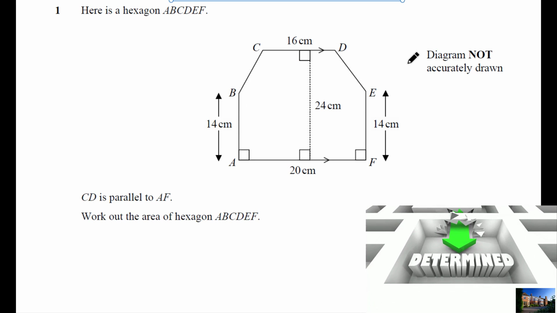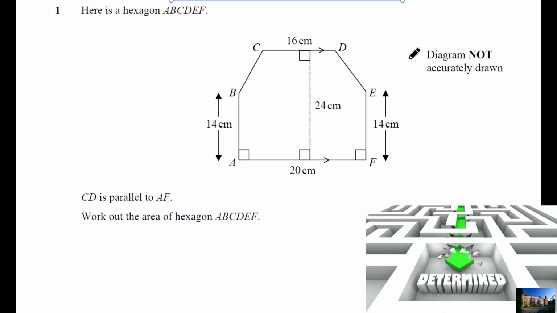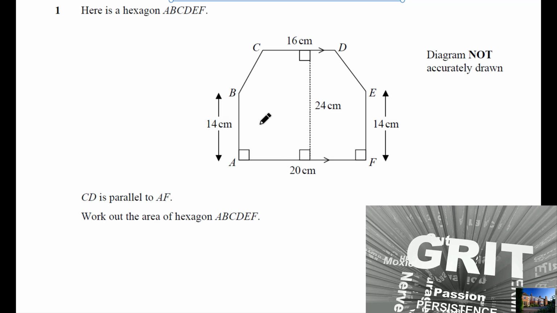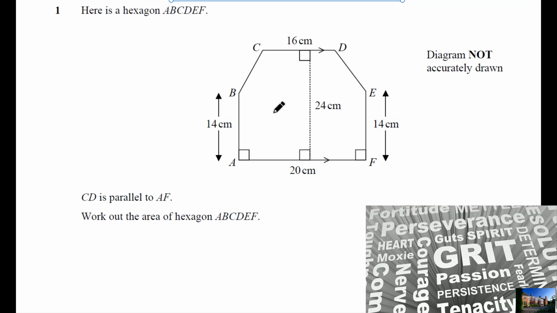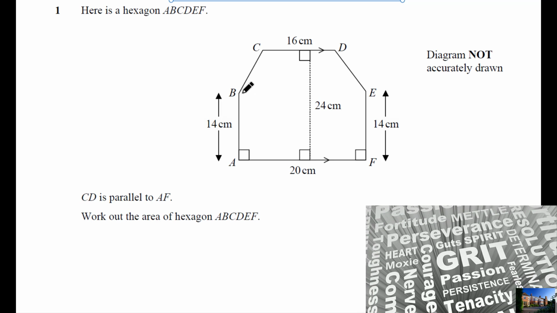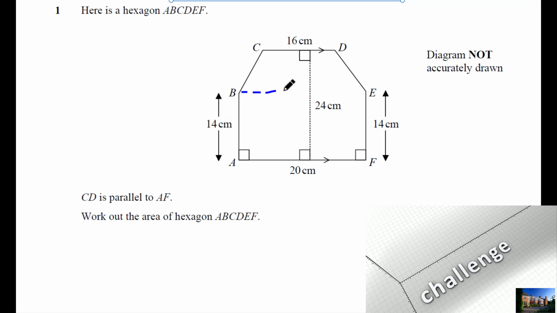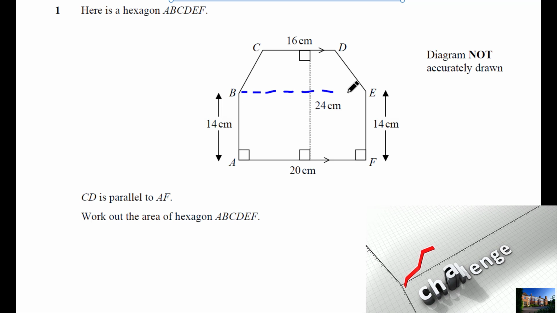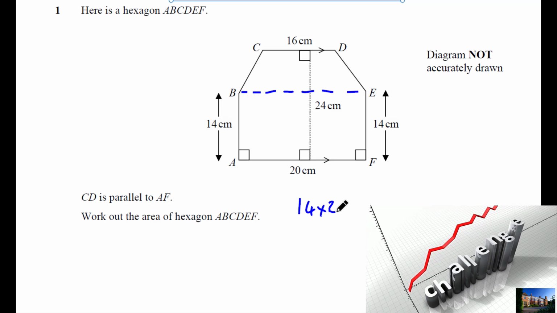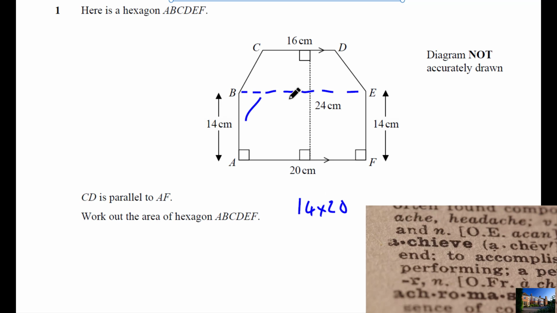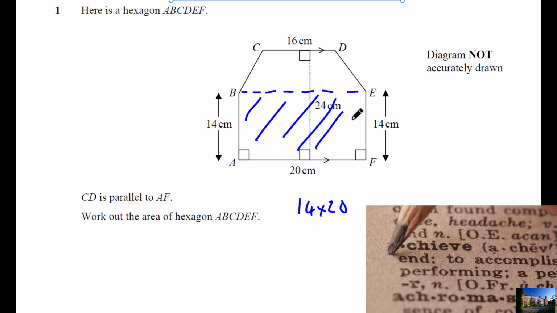Right, question 1. Here's a hexagon and it says CD is parallel, and you have to work out the area of this hexagon. So this is a compound shape. You should split this into 2 and I would split that right here. So one method mark is likely to be 14 times 20, the area of this rectangle. So that is 280.